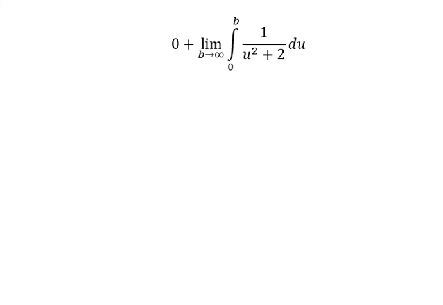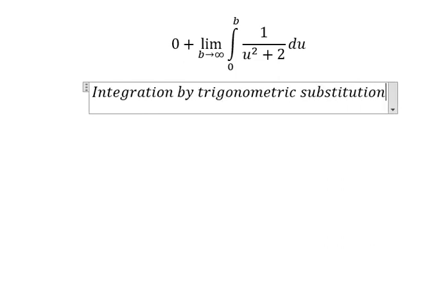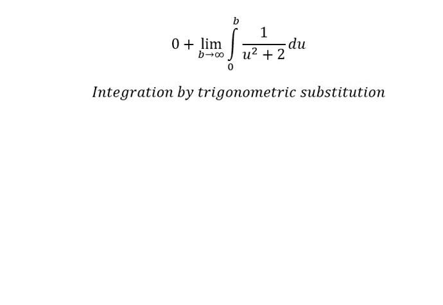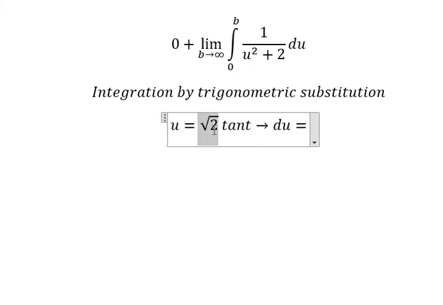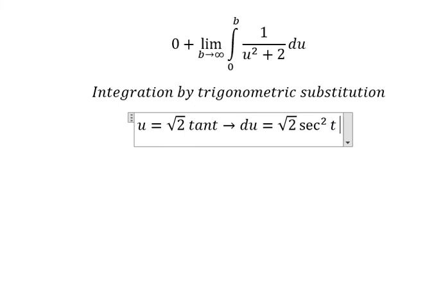Next, we need to use integration by trigonometric substitution. So I will put u equals the square root of 2 tan t. So we get du equals the square root of 2 secant of t squared dt.